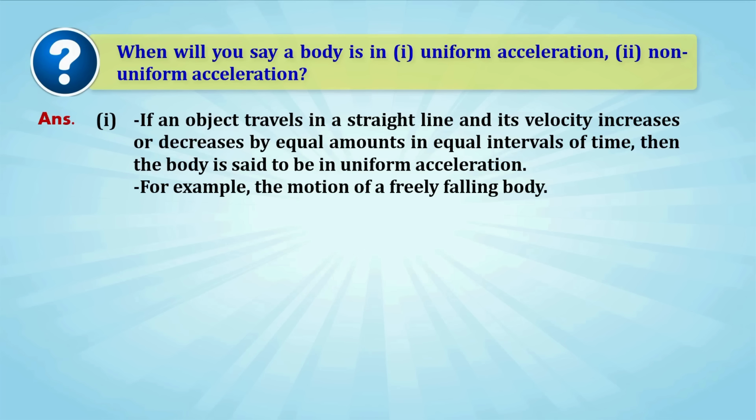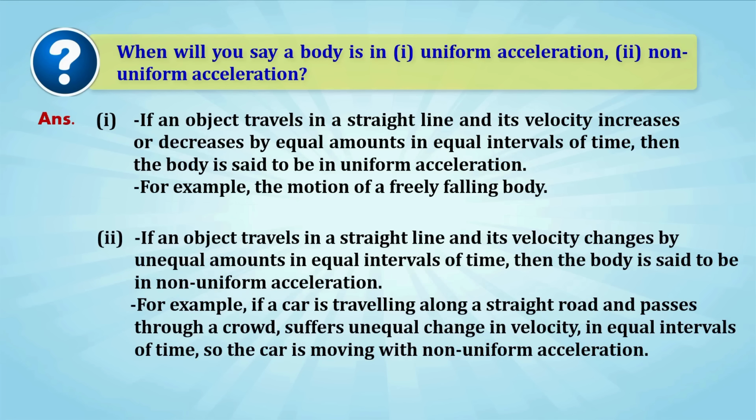A common example of uniform acceleration is the motion of a freely falling body under gravity. Now, let us understand non-uniform acceleration. If an object travels in a straight line and its velocity changes by unequal amounts in equal intervals of time, then the body is said to be in non-uniform acceleration. Here, the change in velocity is not constant.